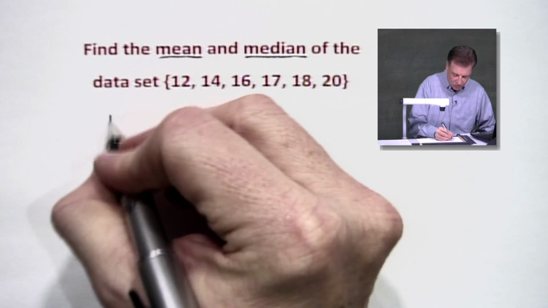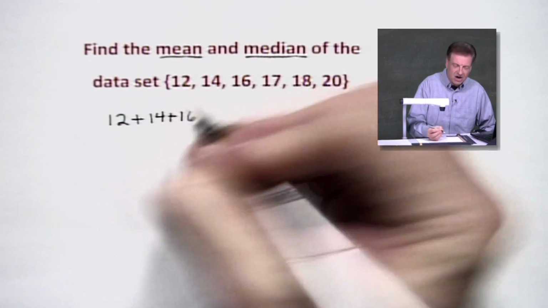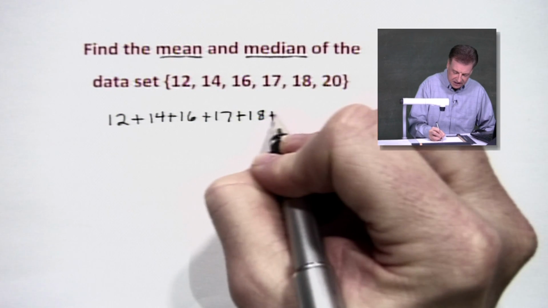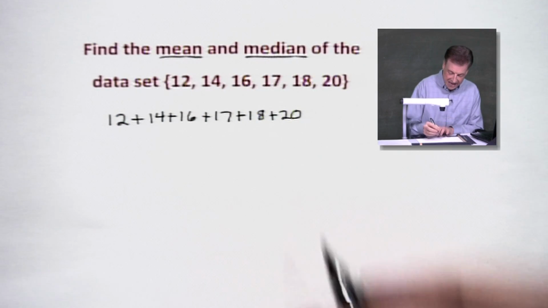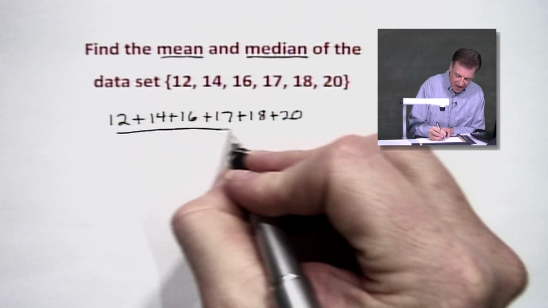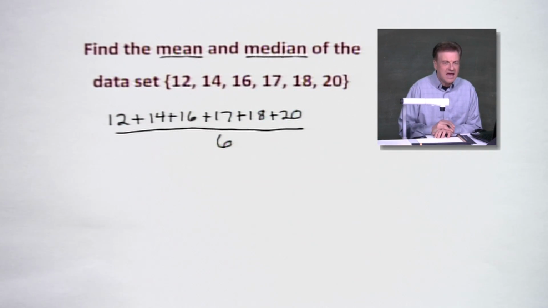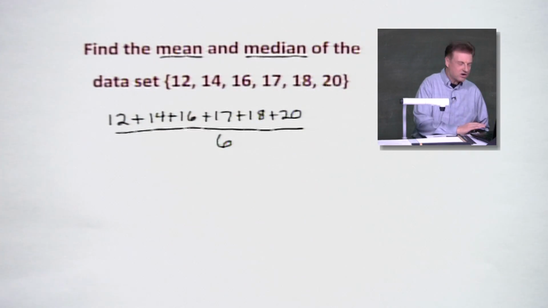The mean says we're going to add 12 plus 14 plus 16 plus 17 plus 18 plus 20, and then we're going to divide that whole business by 6. And you say, well, Ernie, what are they going to add up to? Well, quickly, we'll run through that. I believe they're going to add up to 97. We'll get the calculator real quick and see what we've got there.